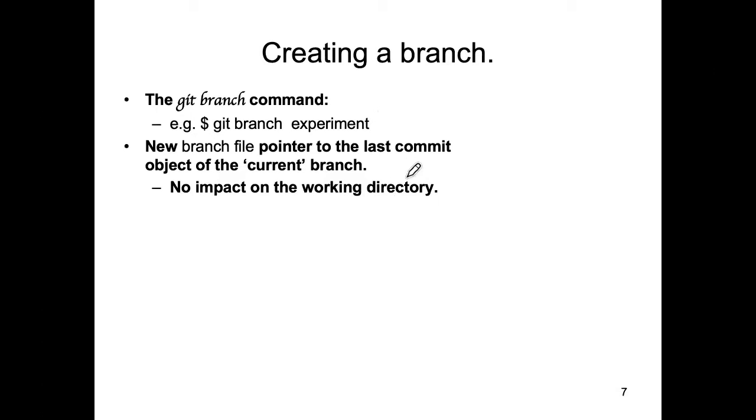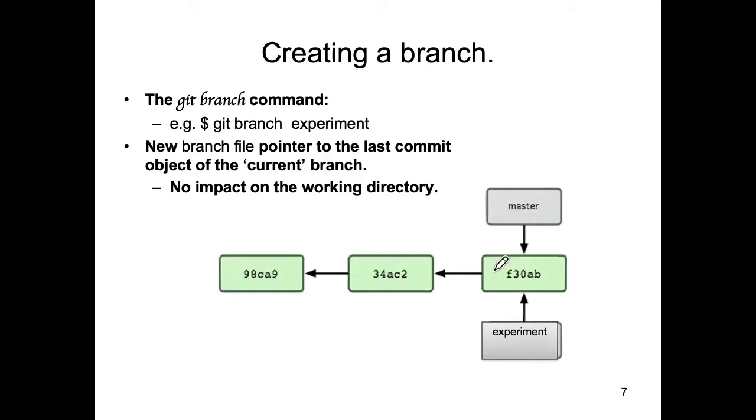There's no change to your working directory as a result of this command. It only makes that simple little additional file in the repository. We can visualize it now like this. We now have two branch files. These are representing branch files in my representation anyway, and both of them are pointing at the exact same commit object.